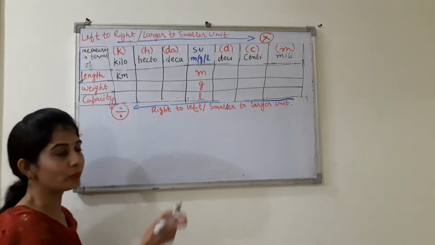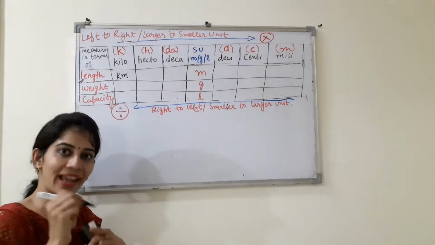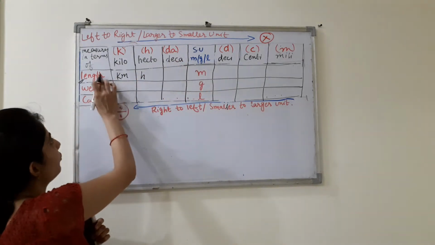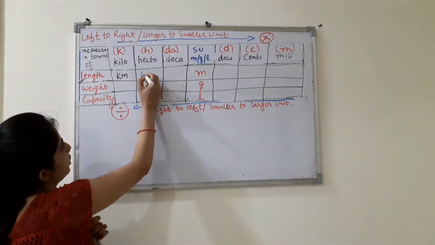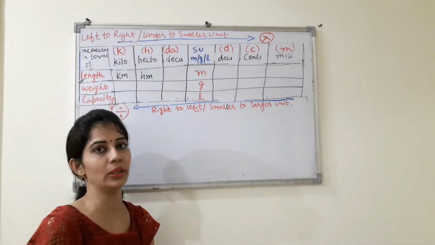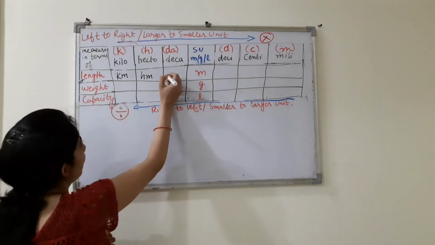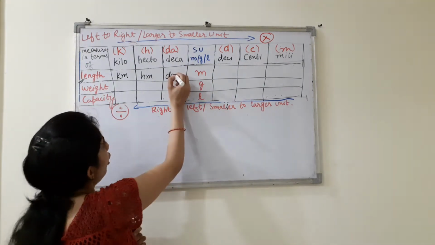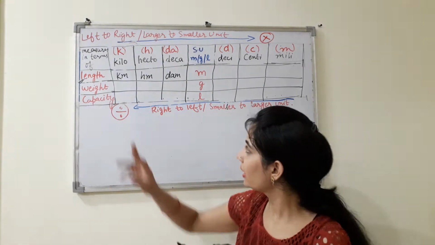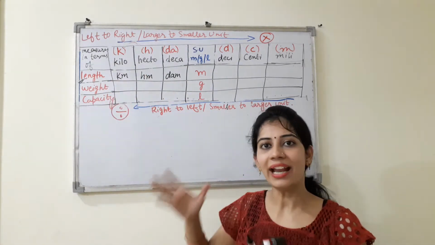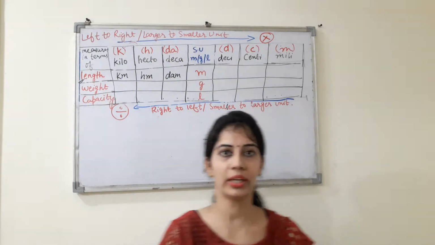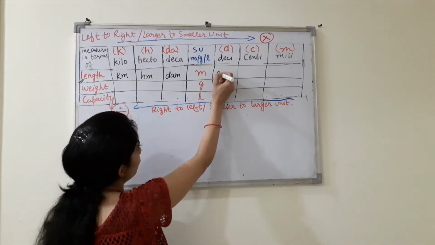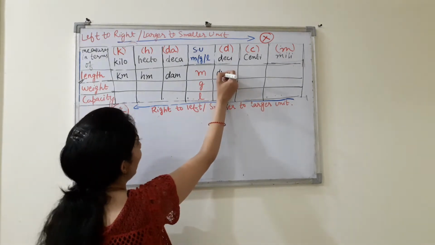Now move on to hecto. We can write hecto as H. So we will write H, and we will add the standard unit of length to hecto. So it will be hectometer. Then third is deca. We write deca as DA, and then we add meter to it, because what we are doing is writing the main units and then adding the standard unit. Then next is your meter. Next is deci. So we write deci as D. We will simply add M with it.